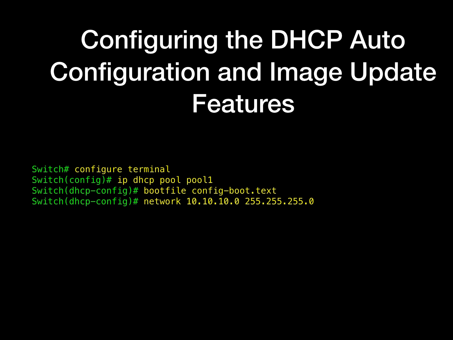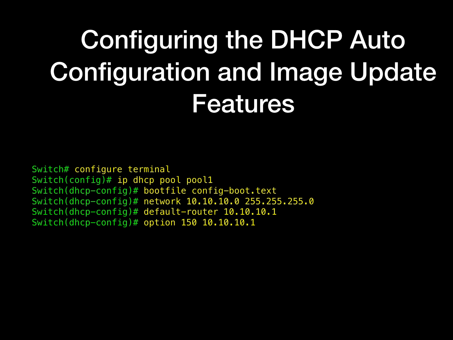Note, the prefix length specifies the number of bits that comprise the address prefix. The prefix is an alternative way of specifying the network mask of the client. The prefix length must be preceded by a /. Specify the IP address of the default router for a DHCP client. Specify the IP address of the TFTP server.